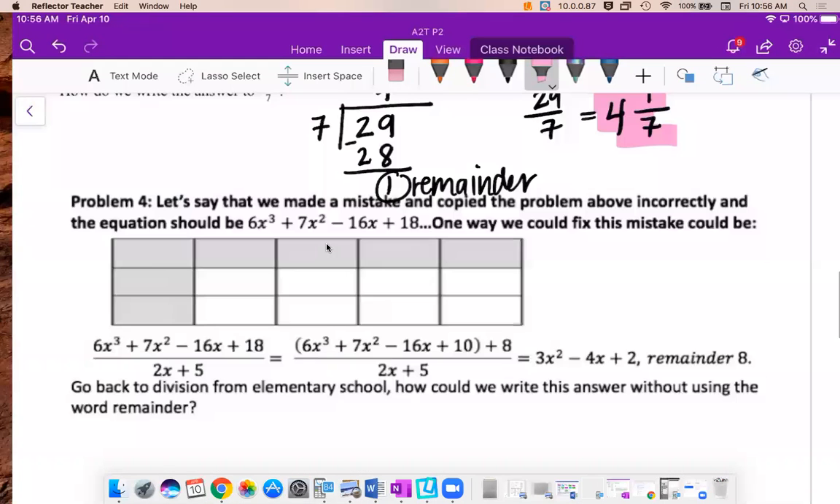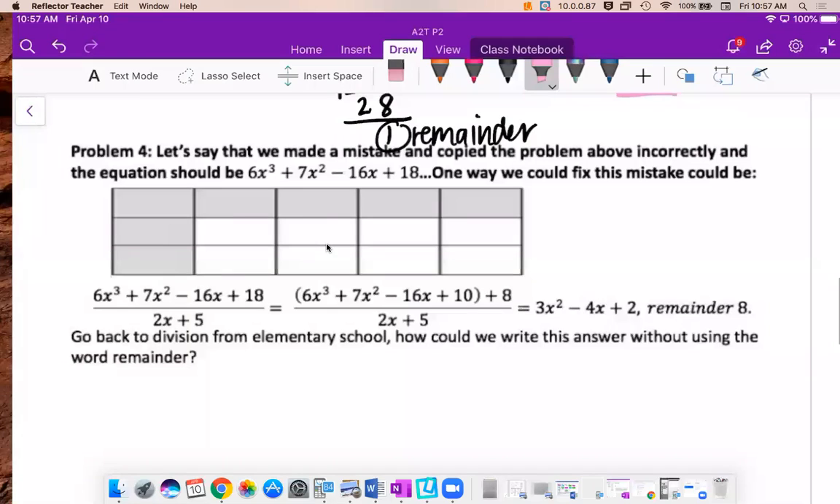So let's do this with a polynomial. Let's say we made a mistake and copied the problem above incorrectly. And the equation was really supposed to be a plus 18 instead of a plus 10. So let's just go back and do this again. So this was 2x and this was plus 5 because that's what we're dividing by. It goes on this side. And then we're trying to get the inside to become this sum.